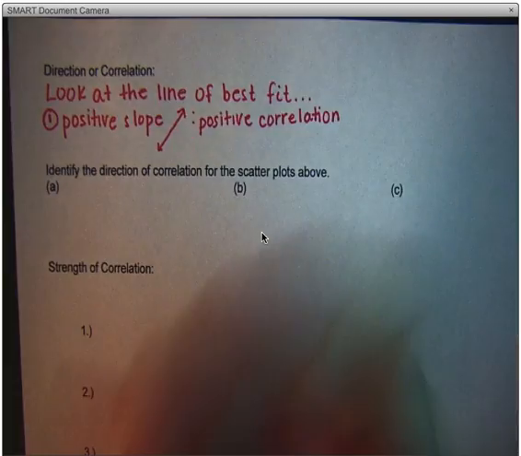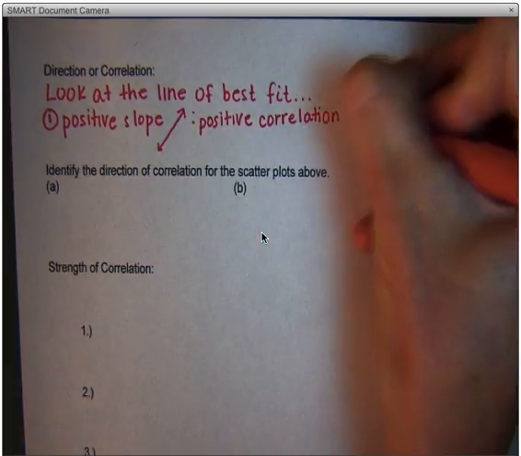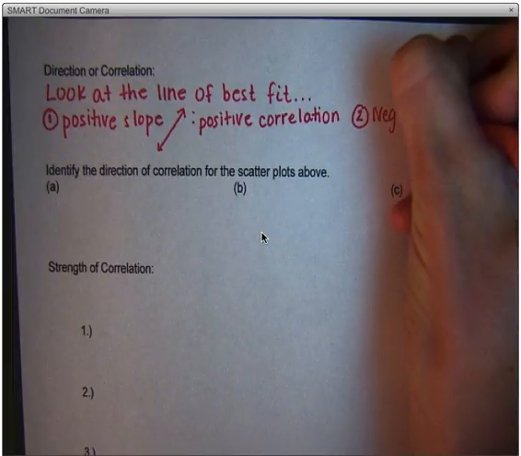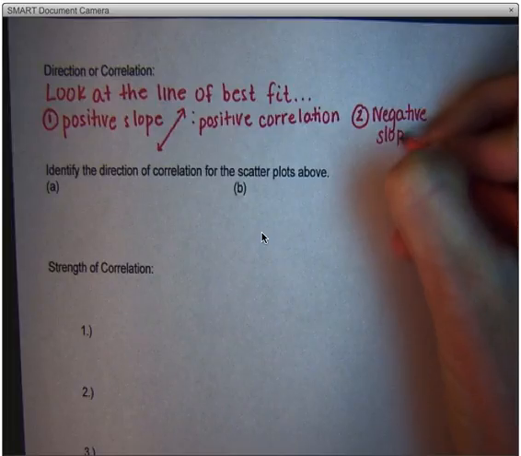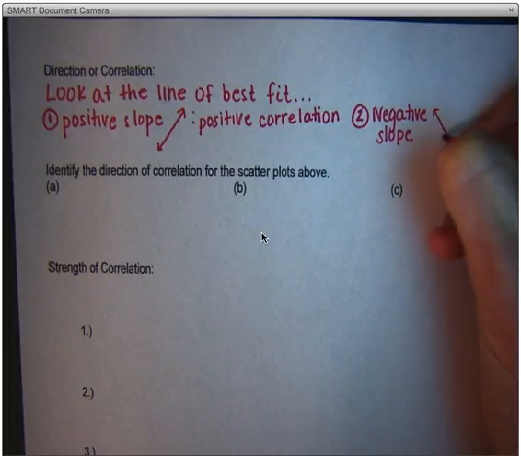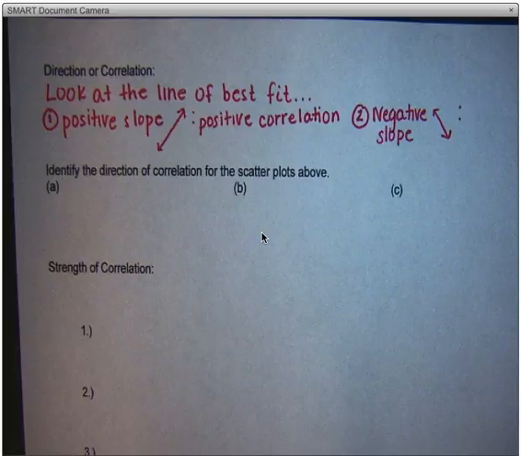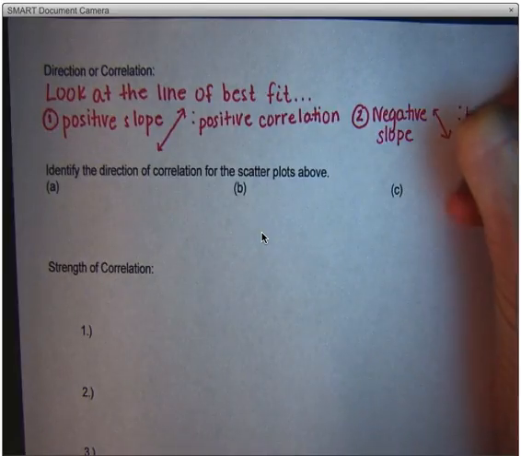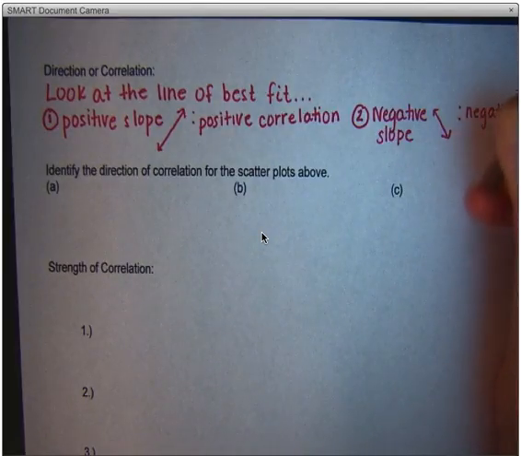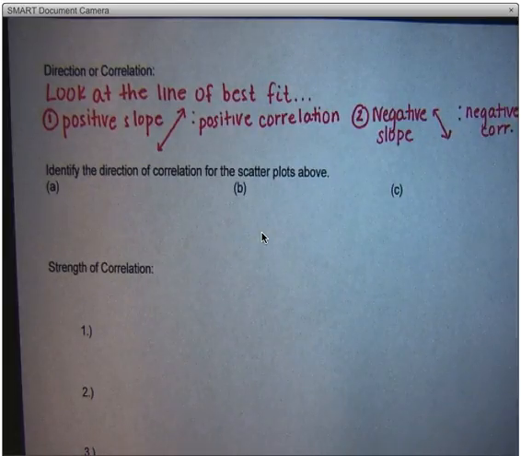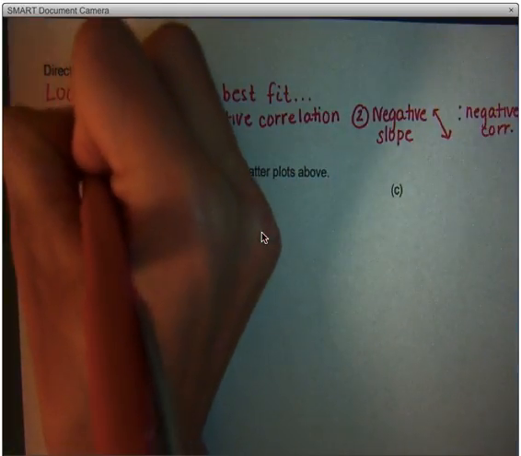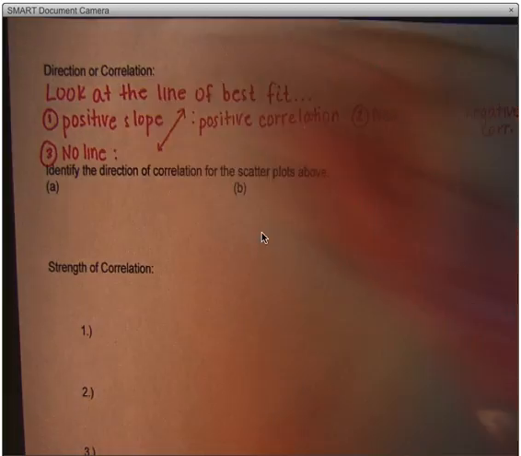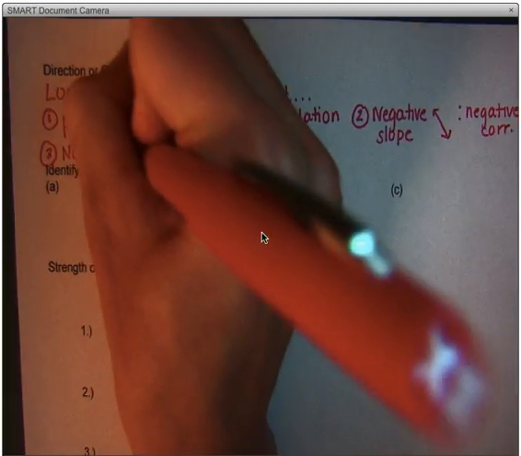In the second case, if we drew a negative slope best fit line, remember, negative slope looks like this. This means that it has a negative correlation. And then the third case, if we had no line for a best fit, that means that this would have no correlation.